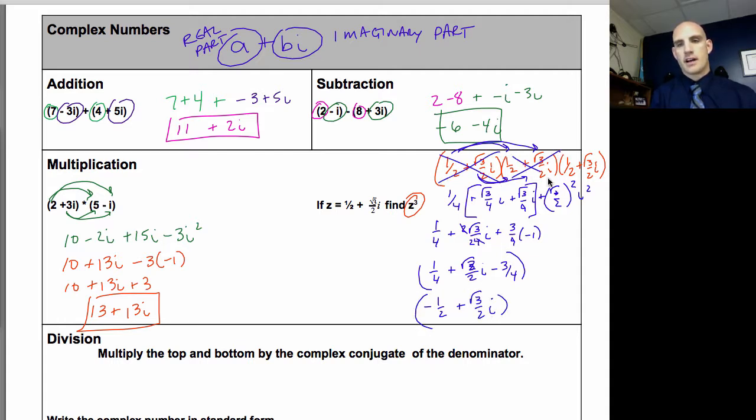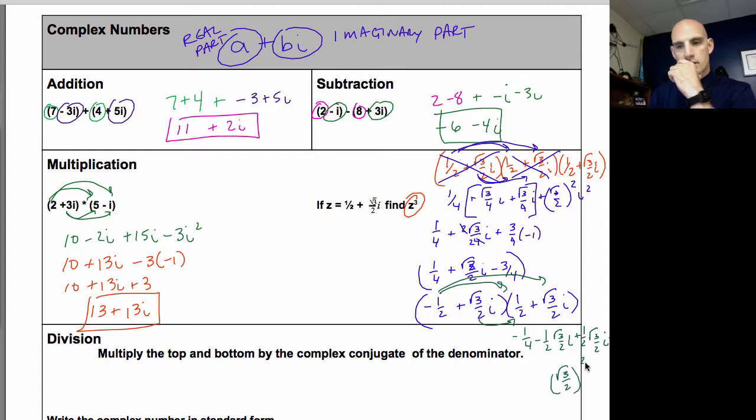I've used it as a factor twice now, so I need to multiply that by my remaining factor, 1/2 plus root 3 over 2i. When I do this, a cool principle is going to be illustrated here. I've got -1/2 times 1/2, which would be -1/4. I've got -1/2 times root 3 over 2 times i. I've got a positive root 3 over 2 times a half, so 1/2 times root 3 over 2 times i. And then I've got this plus root 3 over 2 squared, i squared.